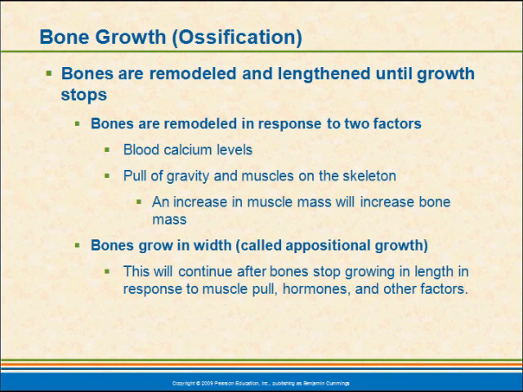Now, aside from growing in length, bones also have to grow in thickness to support the weight that they're carrying. This is called appositional growth, and this continues after bones stop growing in length in response to things like muscle pull. And as you can see, remodeling occurs as a product of the pull of gravity and muscles on the skeleton.